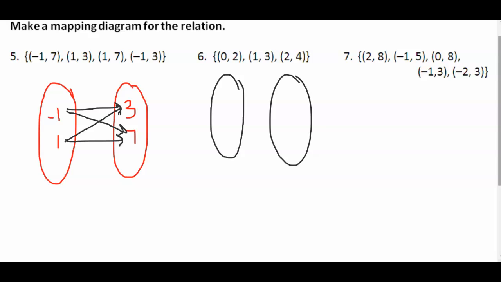In number 6, our domain is 0, 1, 2. My range is 2, 3, and 4. And again, we create a map from the X to the Y. So 0 maps to 2, 1 to 3, and 2 to 4. If in my mapping, the domain value only has 1 arrow, then that indicates a function.